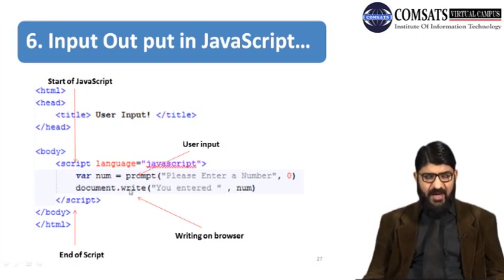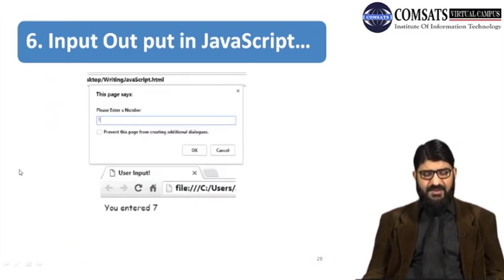So document.write is used to write in the browser, while the prompt function is used to take values from the user. And these are the boundaries for JavaScript, the start of JavaScript and the end of JavaScript. And then the body tag is closed and the HTML tag is closed. So see the output of this particular code.